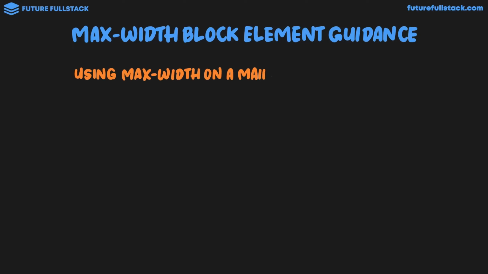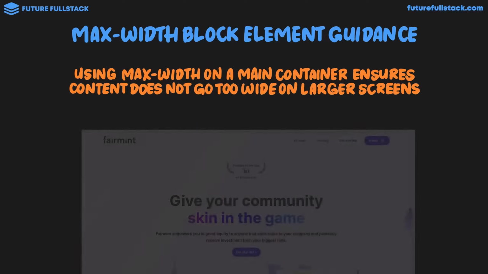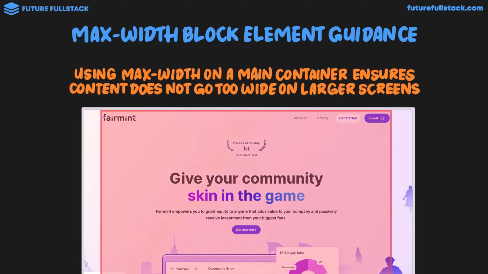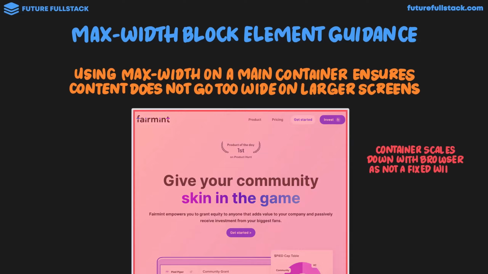Using max width on a main container ensures content does not go too wide on larger screens. Taking a look at this web page here, we can see the main container wrapping all the content in red. This container width stays at 1200 pixels when the browser is wider. So using max width on a main container ensures the content doesn't go too wide on huge screens. Now the primary benefit of using max width as opposed to width is that on smaller screens, the container is able to scale down with the browser as it is not a fixed width. If this were a fixed width, the content would overflow and the user would have to scroll horizontally, which is not a good viewing experience.